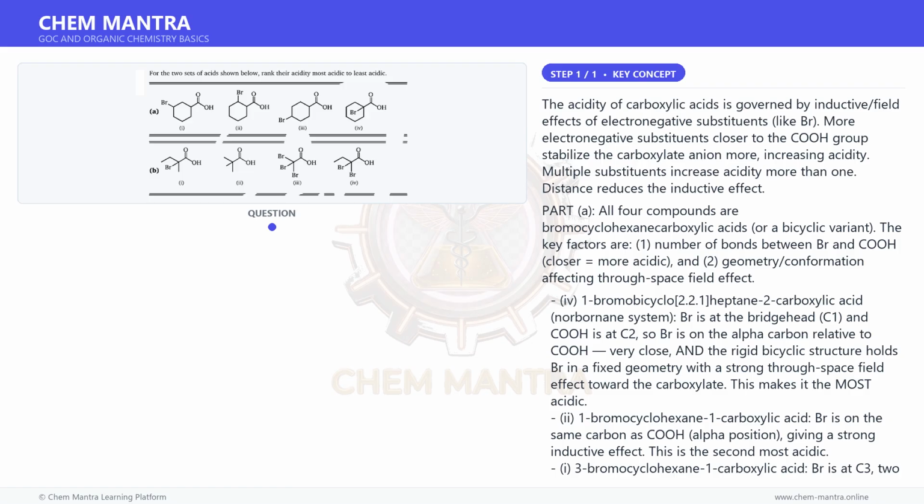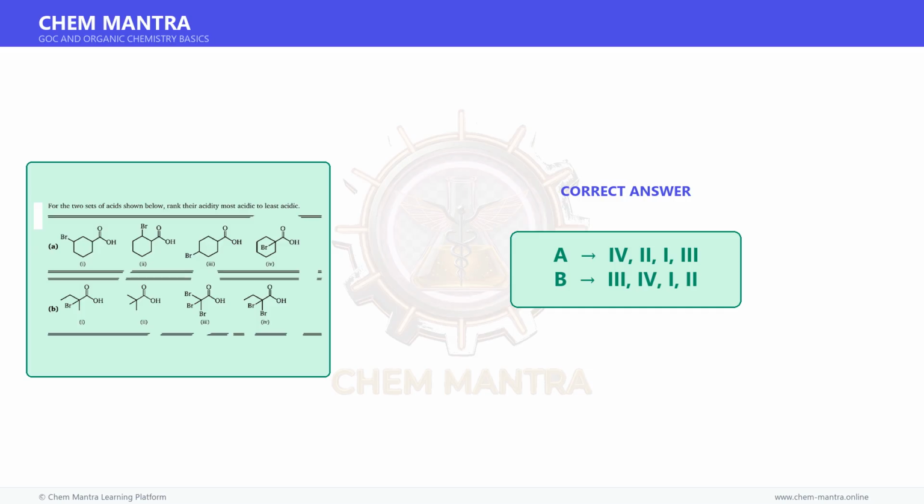Therefore, the correct answer is A: 4, 2, 1, 3; B: 3, 4, 1, 2. Therefore, the correct matching is A matches 4, 2, 1, 3, and B matches 3, 4, 1, 2.